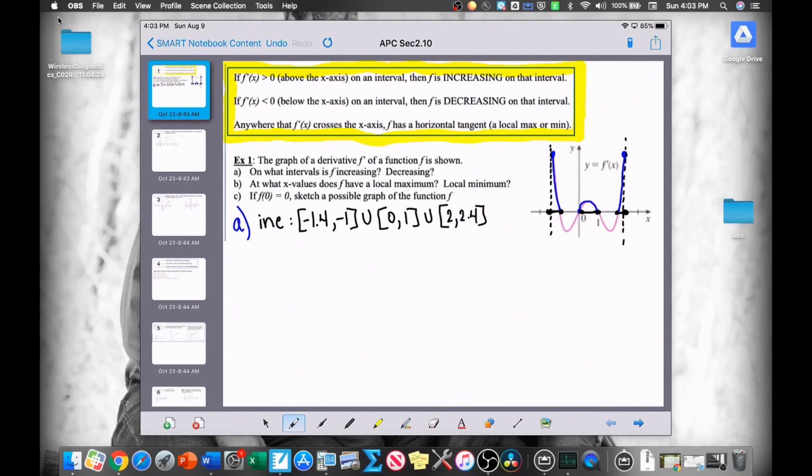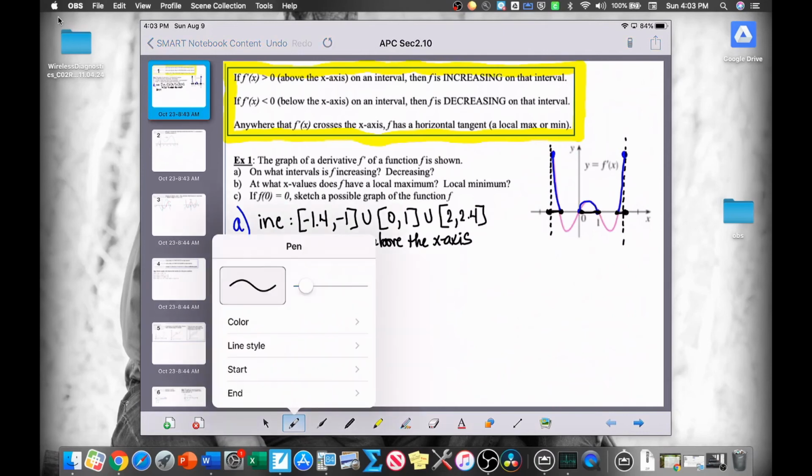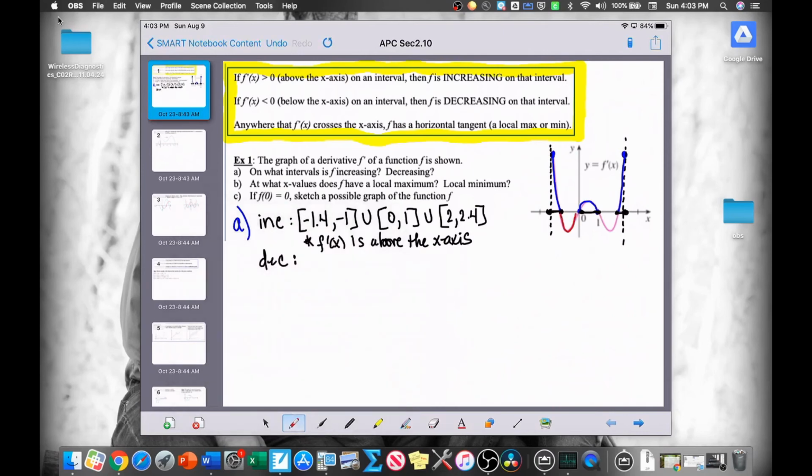And again, this is because f prime of x is above the x-axis. Well then, where is f of x going to be decreasing? That's going to be happening at the locations where our derivative is negative. So these two parts that I'm highlighting in red. On the x-axis, it's going to be decreasing from negative 1 to 0, and then again from 1 to 2. And again, decreasing because f prime of x is below the x-axis.